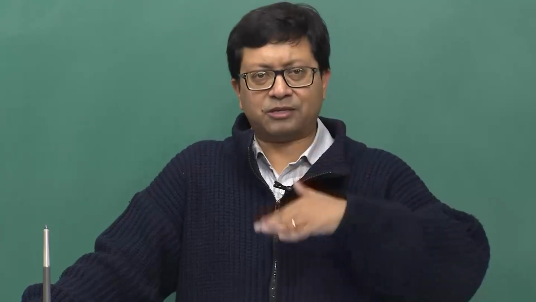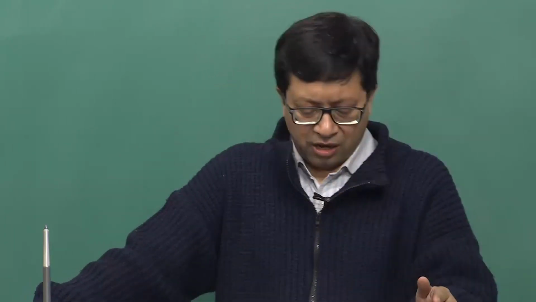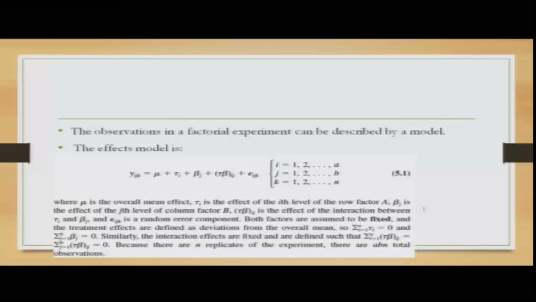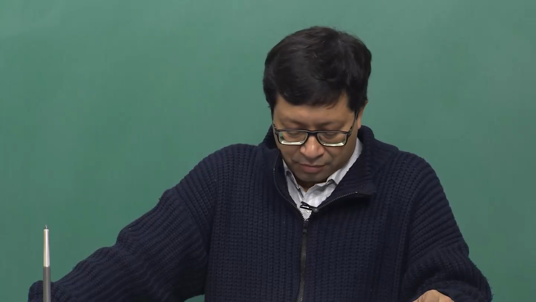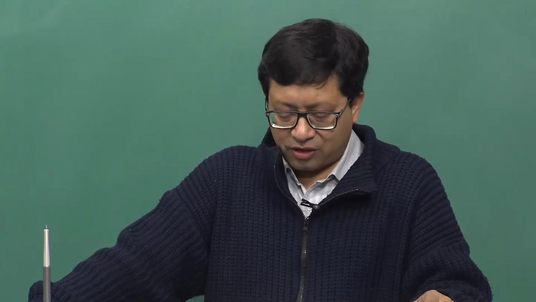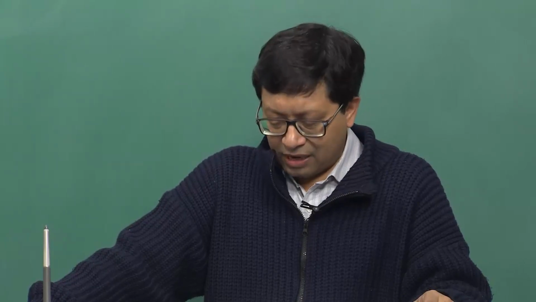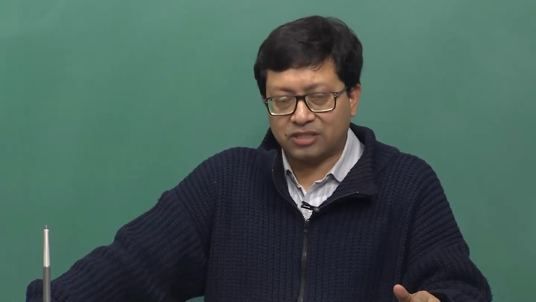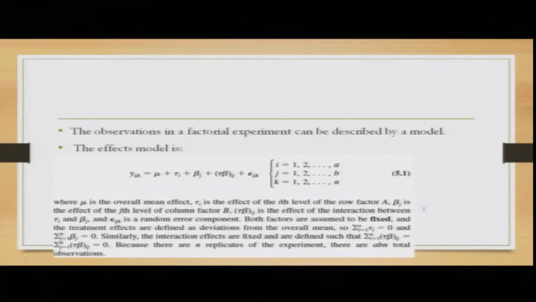Now I will explain what I have said, where mu is the overall mean effect, for which I use the averages of the averages of the averages. Technically it may not be the right word, but it is just to make you understand that I am taking the averages for all the two factors, along with the fact that there are different levels of combinations which are n in number. So, tau suffix i is the effect of the ith level of the factor A, which I just mentioned. Beta suffix j is the effect of the jth level of the column factor.